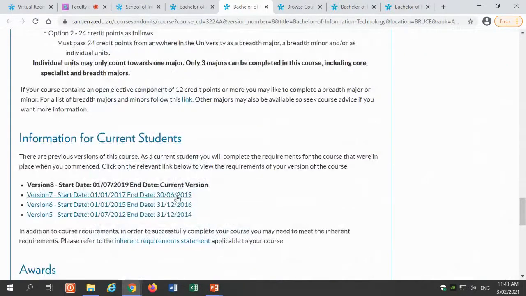The only other thing I'd mention is that if you're looking at this page, make sure you're looking at the correct version of the degree. This is why I recommend going through the courses and course search on the UC page rather than say Google, because if you just type in Bachelor of Information Technology UC and go to Google, you might not get the right version of the degree. So for those of you commencing right now, you're in version 8, for example.